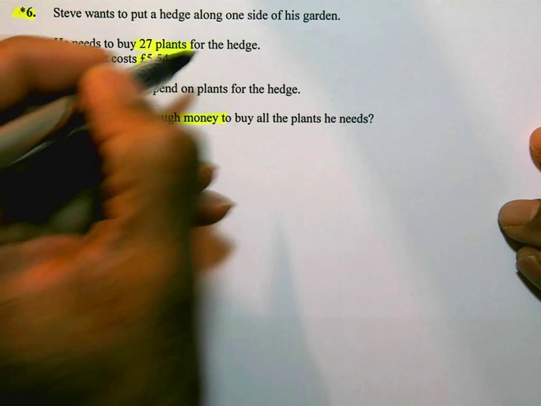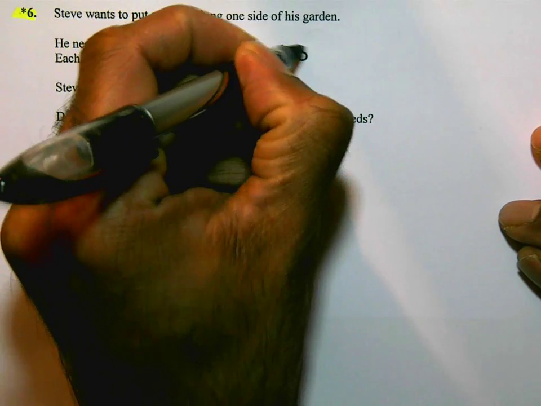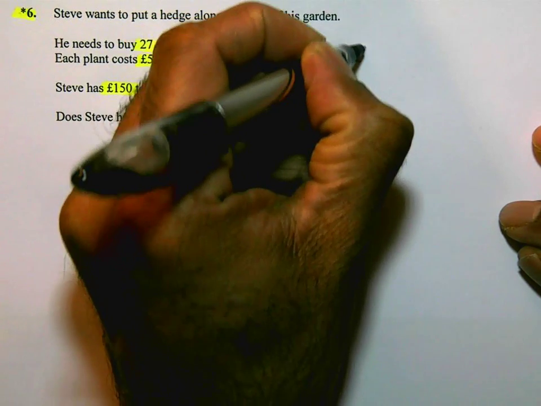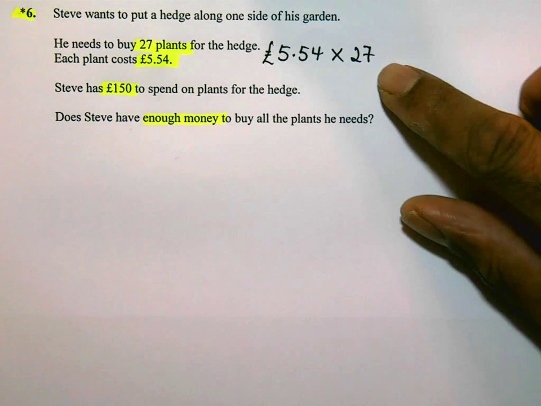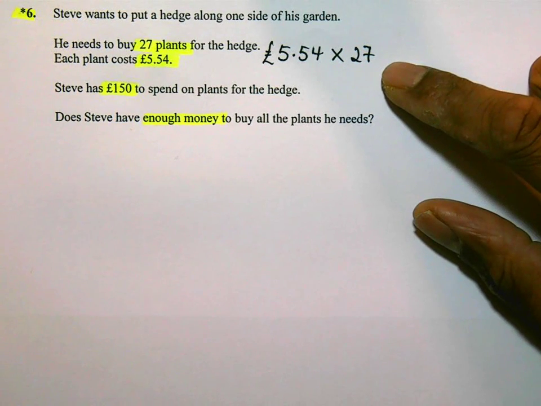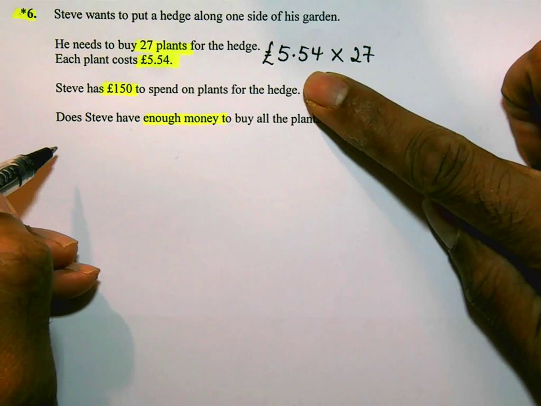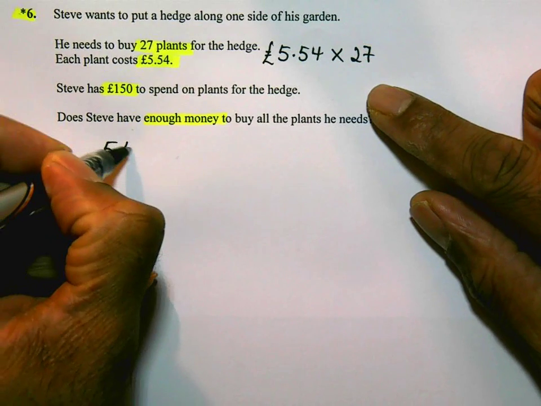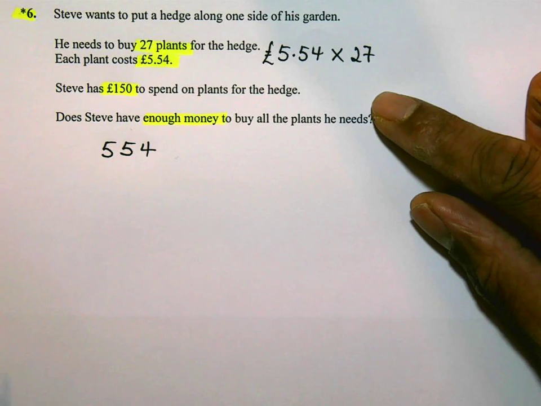So what I need to find out is each plant costs £5.54. There are 27 of them, so I need to multiply that by 27. So this problem is really a long multiplication. It's a timesing. In order to do this, there are loads of techniques that you could use. I'm going to use the box method, and I'm not going to use £5.54. I'm going to use 554. I'm going to work in pence and then put the decimal point back in at the end.